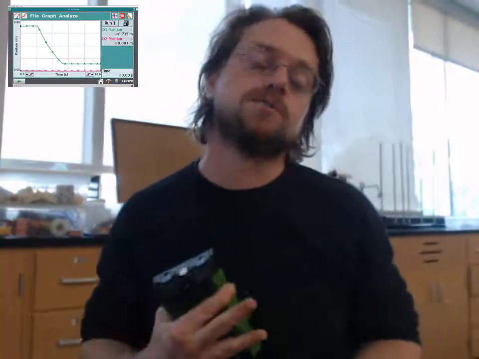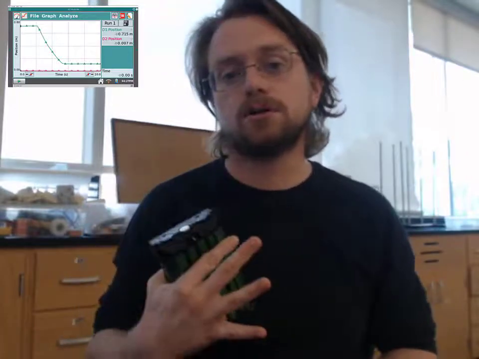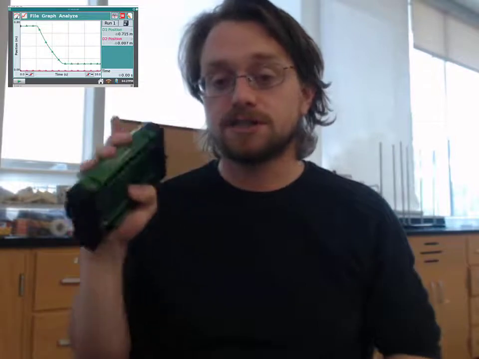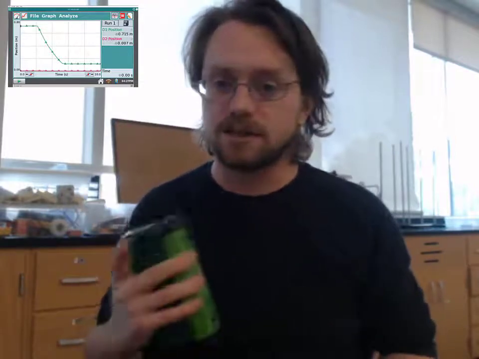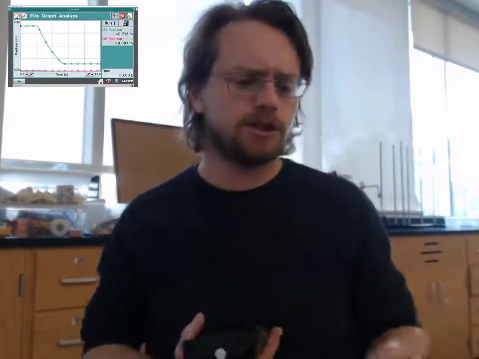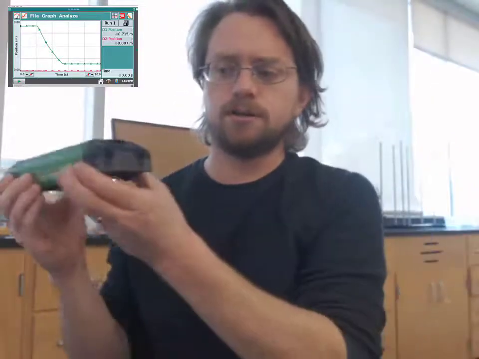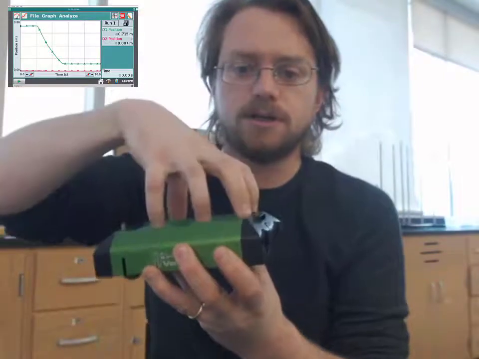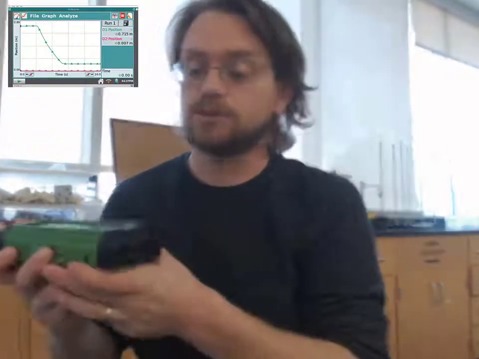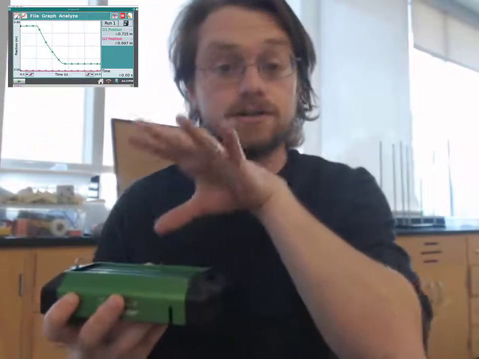Remember, each time we're just comparing the total momentum before to the total momentum afterwards. If it's conserved, then we should have the same amount of momentum before as afterwards. The last thing we're going to do only involves one cart, and I'm going to send the cart down the track, and then I'm going to put a bunch of weight on top of it, and we'll see what happens when we've changed the mass of the object.